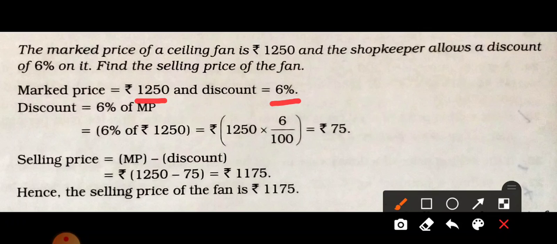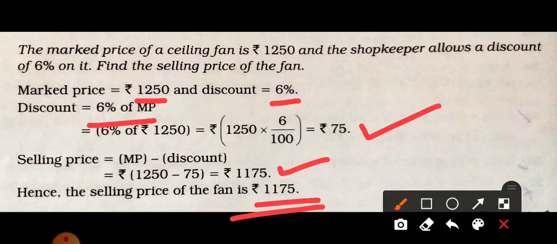Now let us calculate the discount first. The discount will be calculated on the mark price, so it is 6% of the mark price. After calculating, how much do we get? We get rupees 75. So the discount is rupees 75. Now when we subtract the discount from the mark price, we get the selling price. After subtracting the discount, that is rupees 75, from the mark price, that is 1250, I get 1175, and that is the final selling price of the fan.